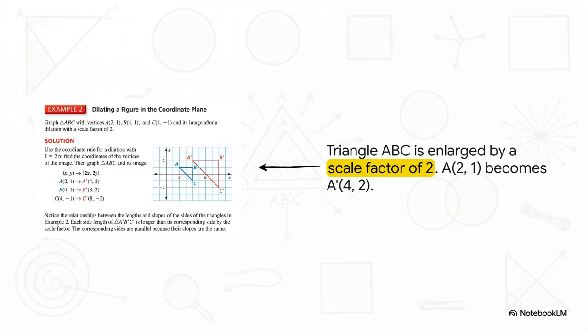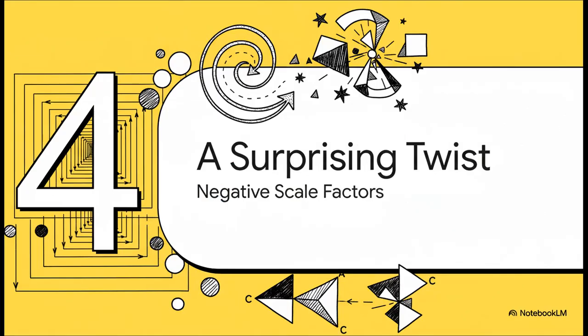Let's walk through one together. We've got triangle ABC, and we're told our scale factor is 2. So just look at point A. It's at (2, 1). We multiply both numbers by 2, and our new point, A prime, lands right at (4, 2). You do the exact same thing for points B and C, and there you have it, a perfectly enlarged triangle.